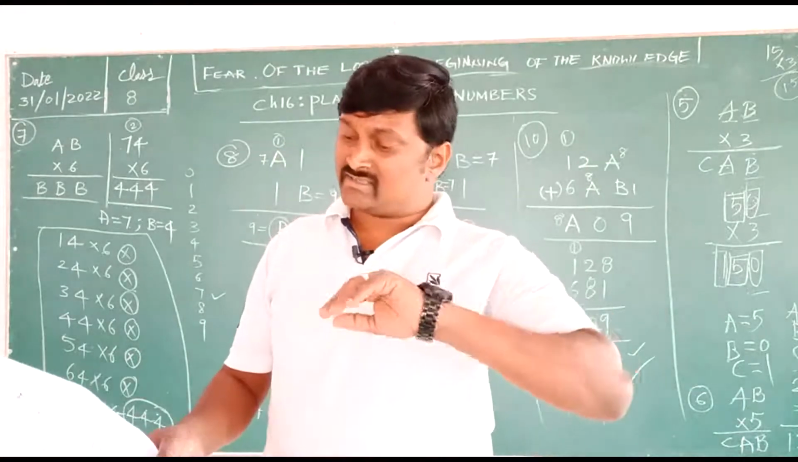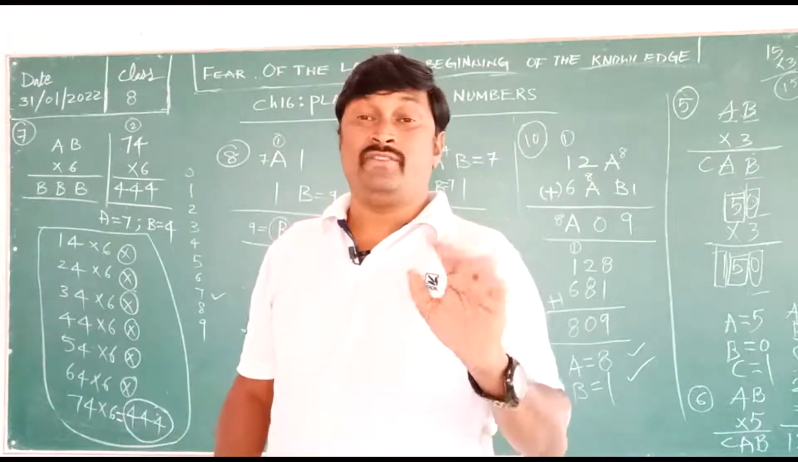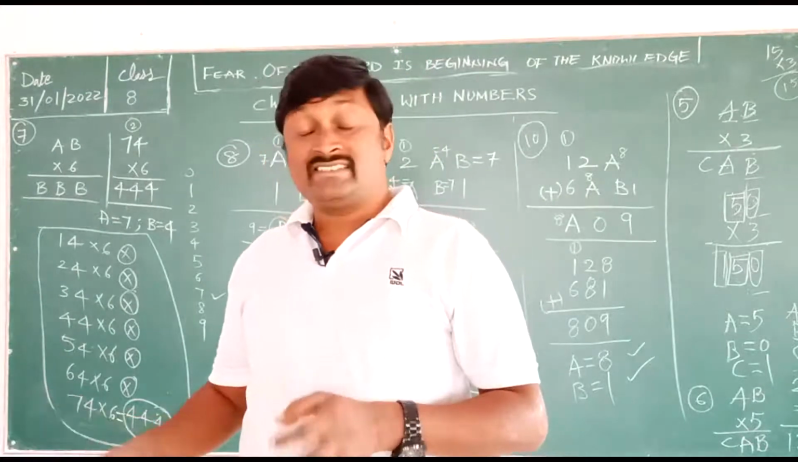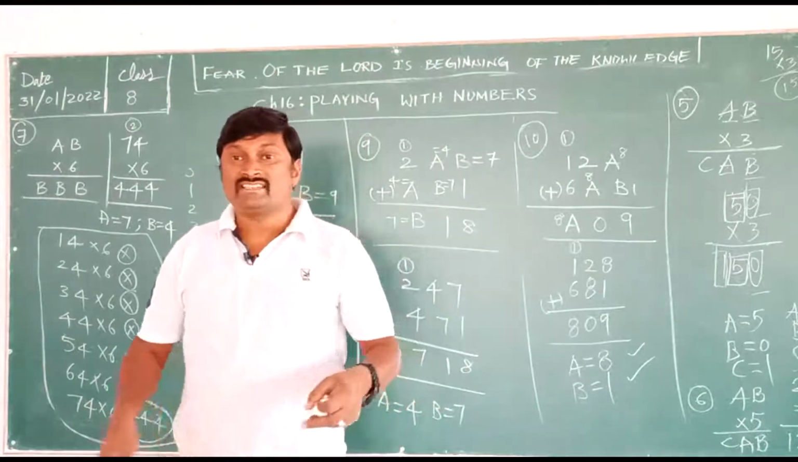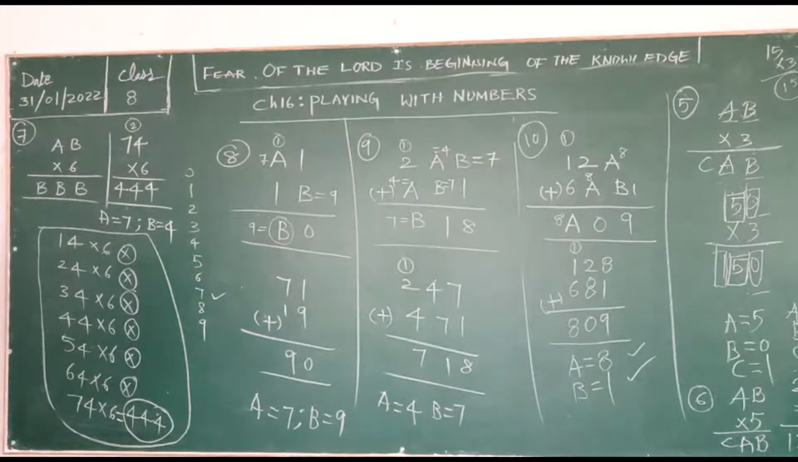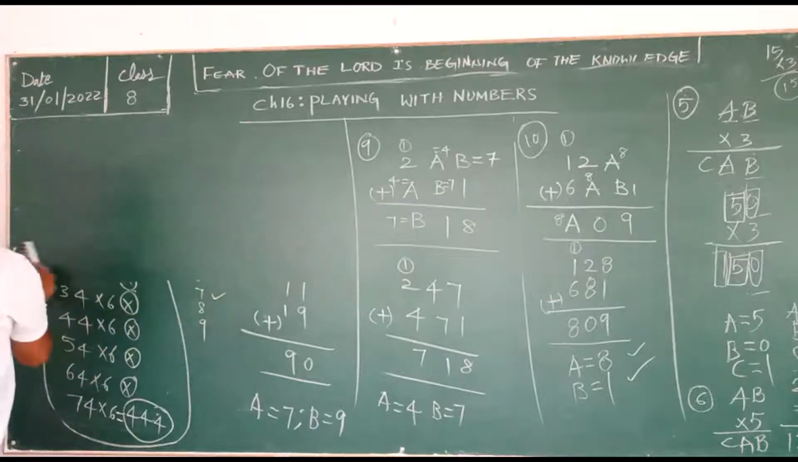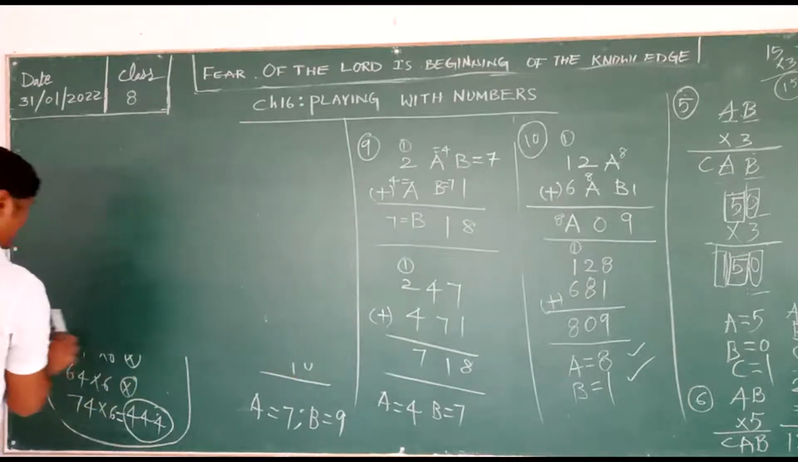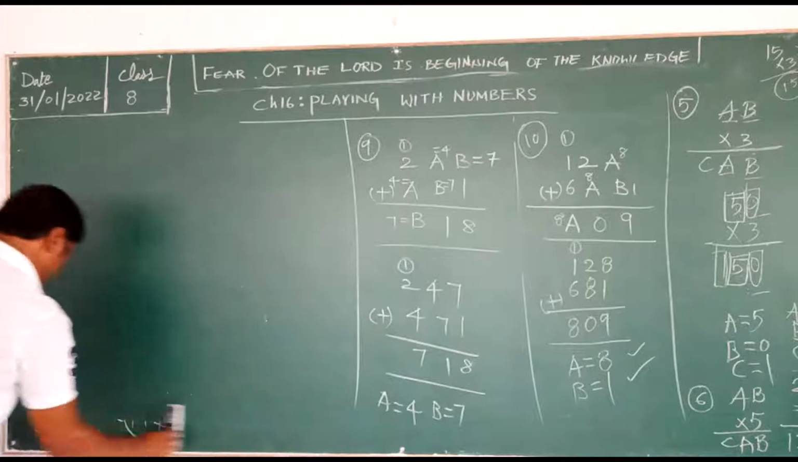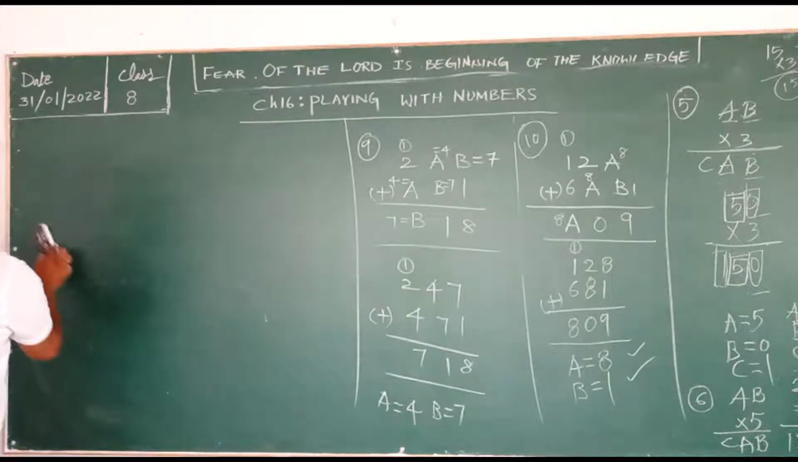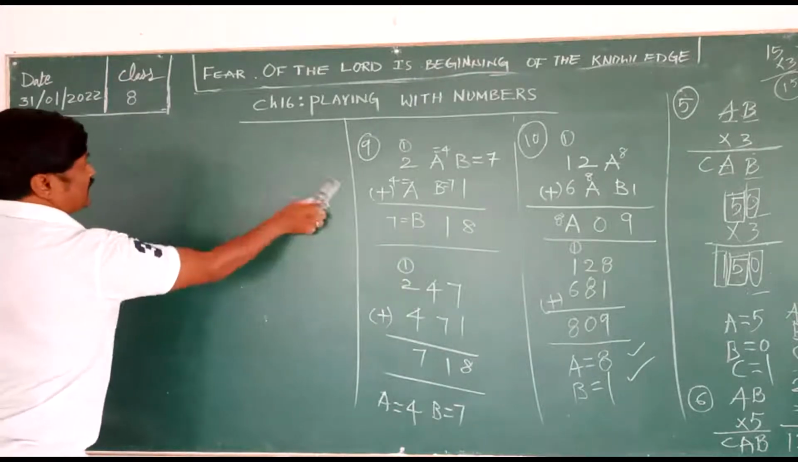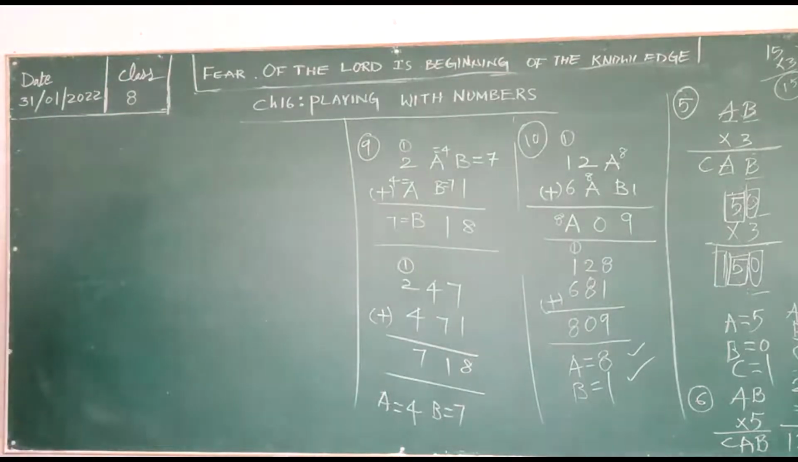I think the solutions of the next exercise take only 5 minutes, but the concept takes some 10 minutes. Okay. Let's complete the two and we'll finish our chapter, that is chapter 16, playing with numbers. Let's start now. Next concept is the divisibility rules. We need to understand what the divisibility rules are. So firstly I'll complete, you just concentrate here.